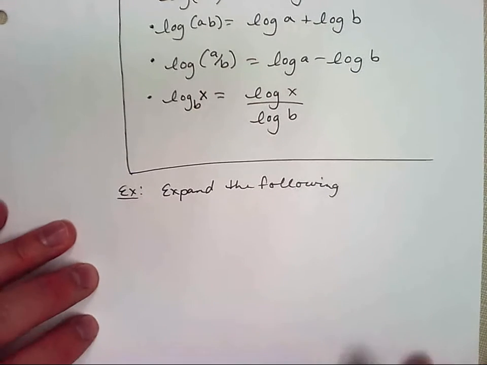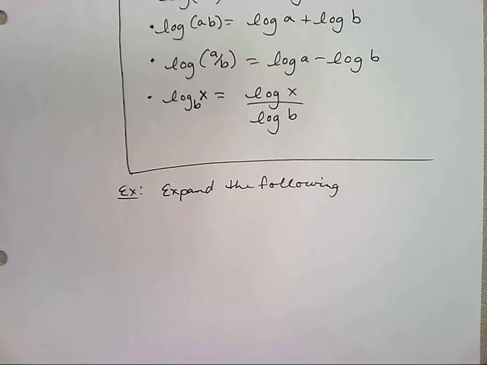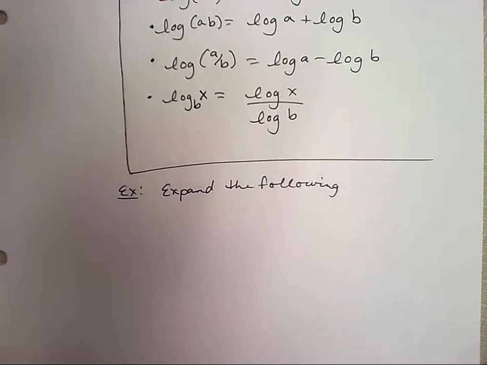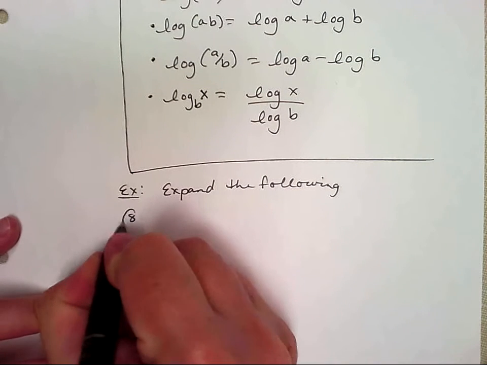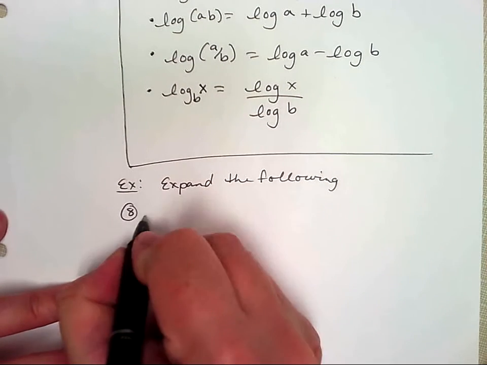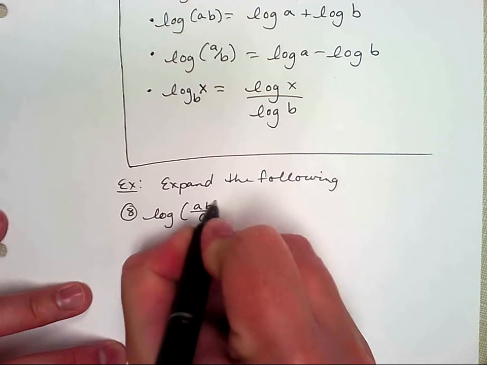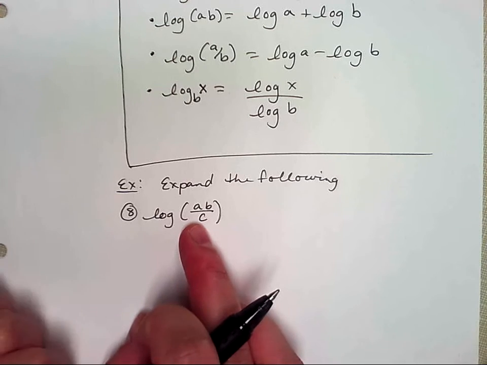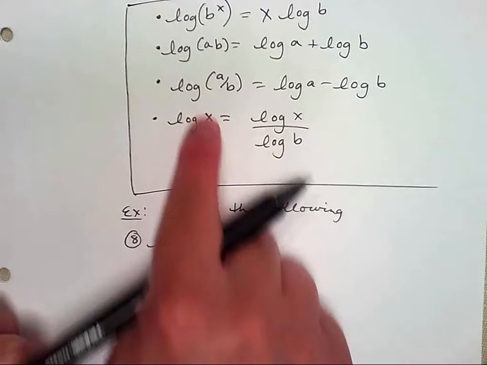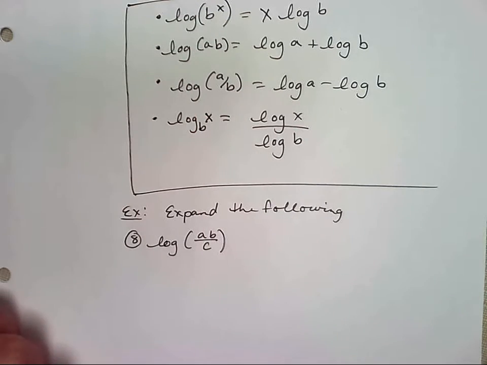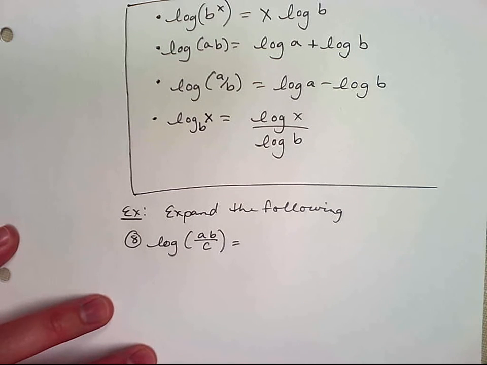Expand the following. So we're using the properties above to rewrite our questions. So this is question number 8, I think, yeah? So I have the log of AB over C. So AB divided by C is inside my logarithm, right? Once it's inside my logarithm, I can use these properties. Okay? So what do you guys think?